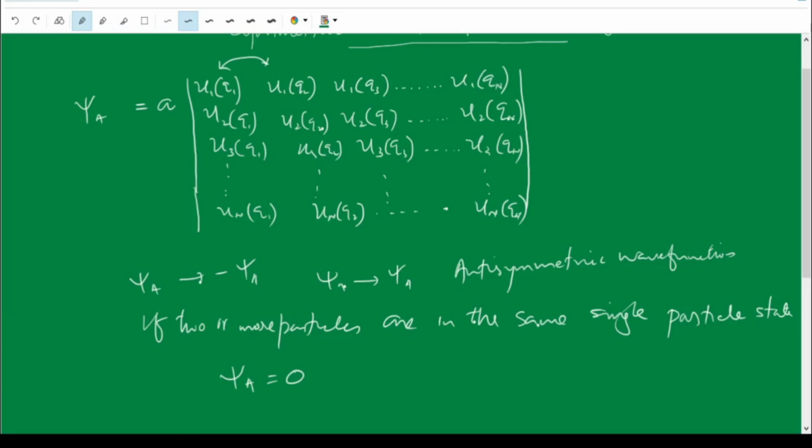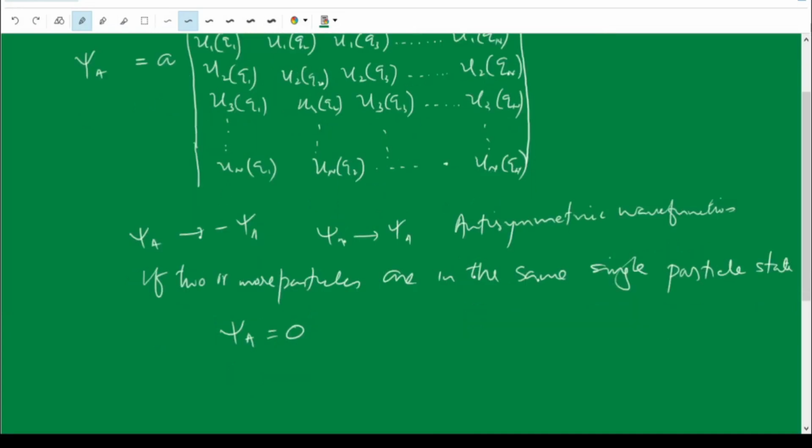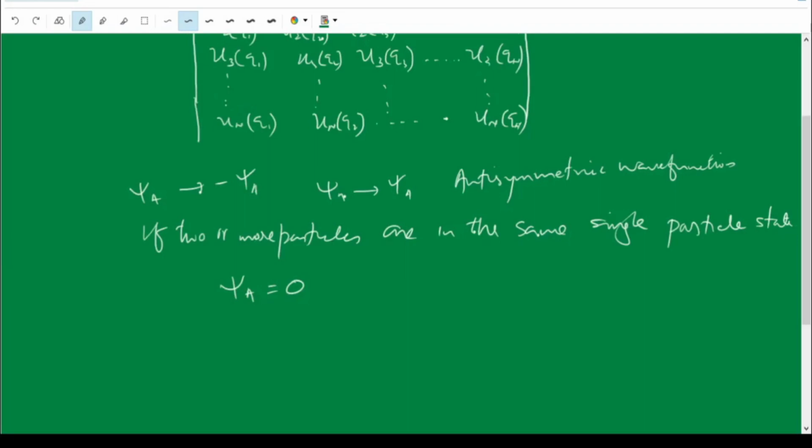Conversely, we can say like this. If the antisymmetric wave function is the wave function describing the system of particles, then all the particles in the system must be in different states. Conversely, a statistical system composed of particles obeying an exclusion principle must be described by a wave function that is antisymmetric in its arguments.